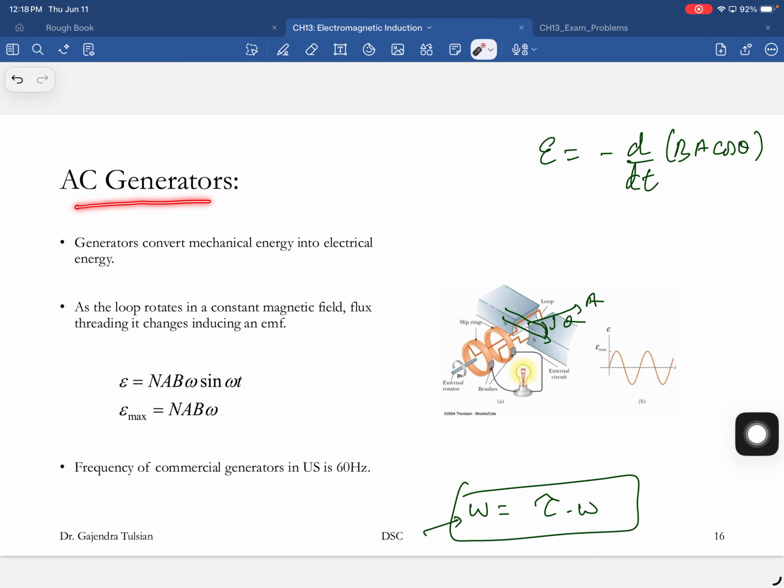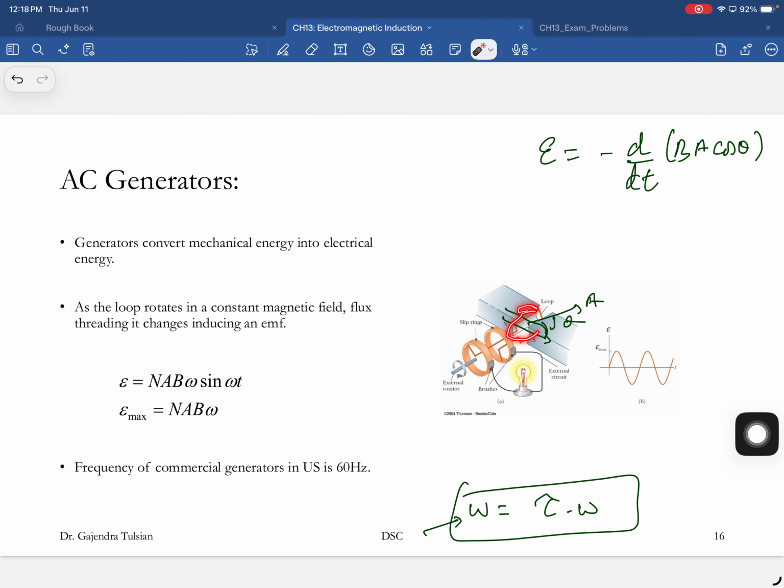So this is an AC generator. Like I said, it's converting one form of energy into what kind of energy? Electrical. So it should really be called a transformer. Generator is sort of a bad name, but anyway, that's what we're going to stick with.